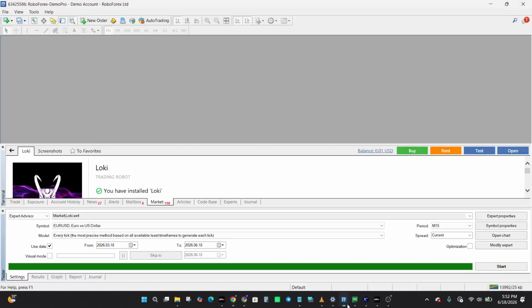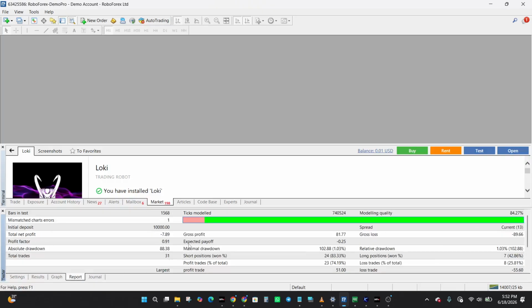Regardless, okay, so we are testing the Loki EA on Euro USD M15 time frame, just like the developer recommended, and I'm using the every tick modeling. I'm testing over the past 3 months, all right, in 2026. So from here, I can see that the initial deposit is $10,000 and the total net profit was negative $7.89.